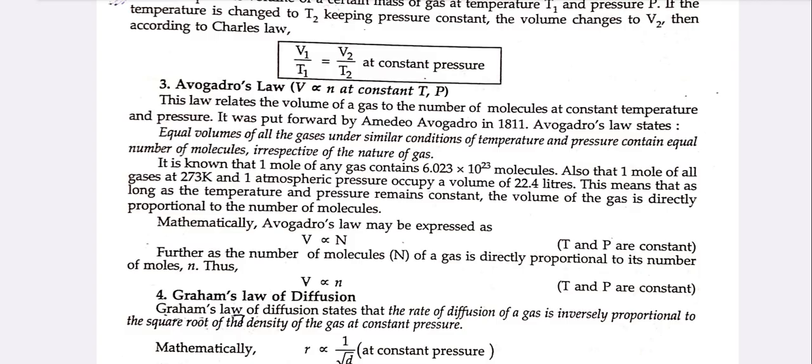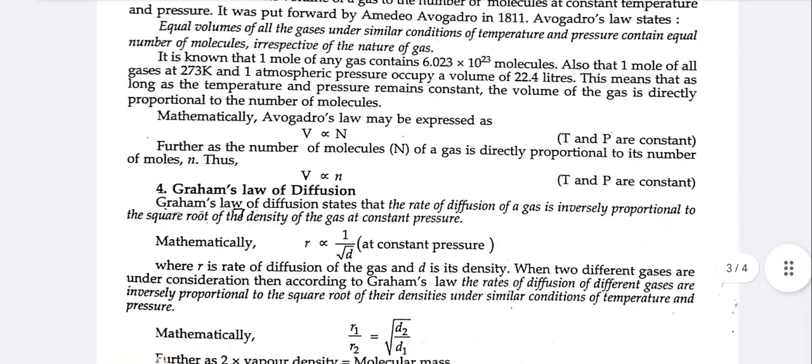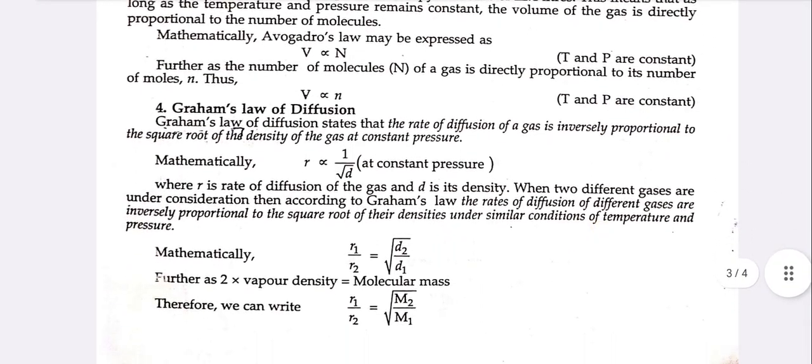The fourth one is Graham's law of diffusion. Graham's law of diffusion states that the rate of diffusion of a gas is inversely proportional to the square root of the density of the gas at constant pressure. Mathematically, R is inversely proportional to the square root of density, where R is the rate of diffusion of the gas and d is the density.